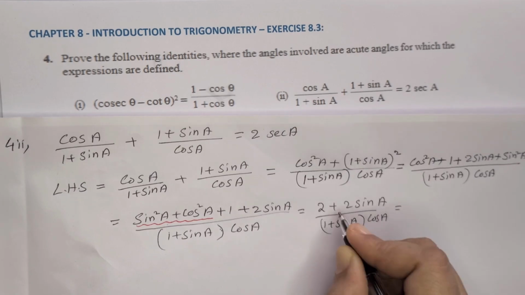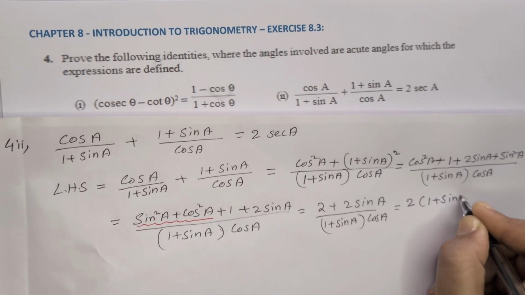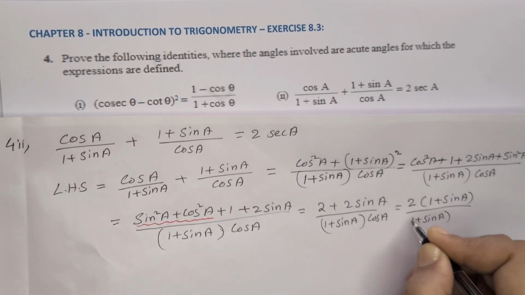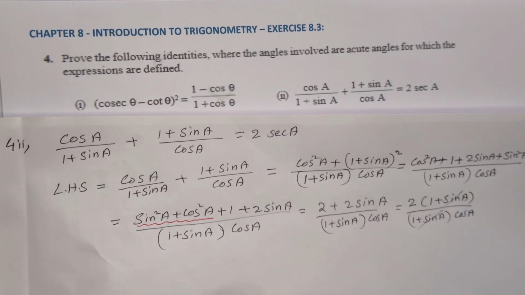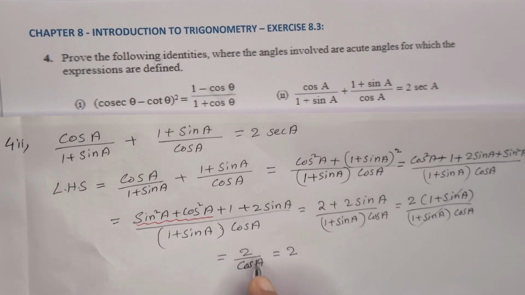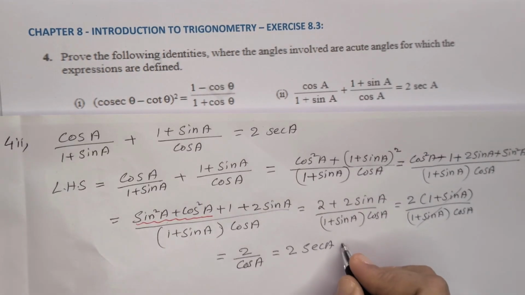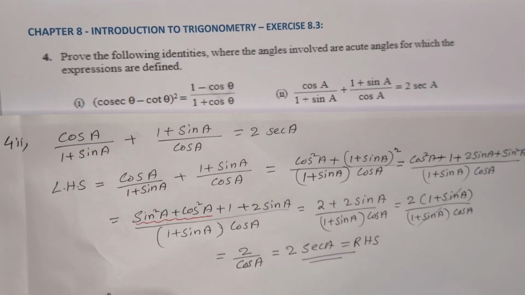From the numerator we can take 2 as common, then 1 + sin A inside the bracket, divided by (1 + sin A) into cos A. Now we can see this 1 + sin A in the numerator and denominator we can cancel. It is equal to 2 by cos A, that means 2 into 1 by cos A. 1 by cos A is cosec... sorry, sec A. So 2 sec A, that is the right side answer, which is equal to RHS. So we can write hence proved.